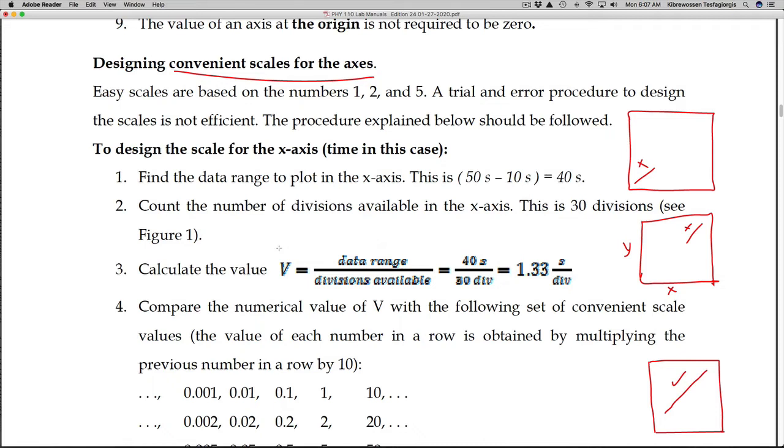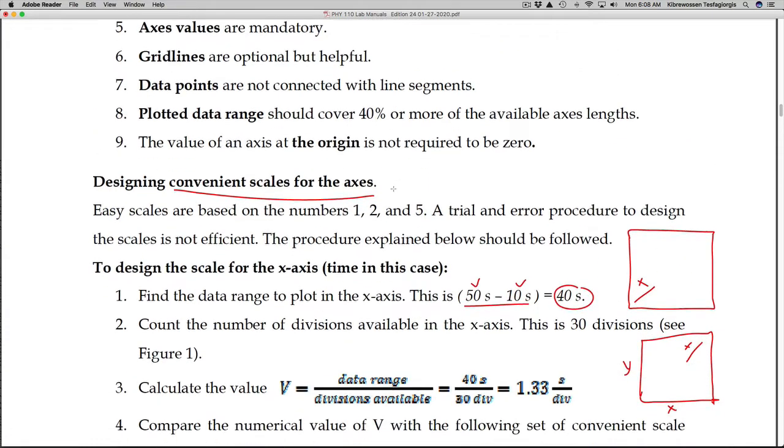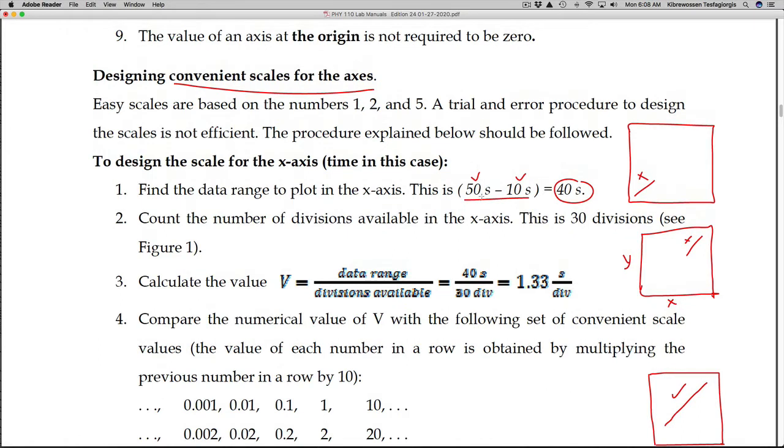So the process is as follows. First you need to find the range of your values. What is my minimum value and what is my maximum value? Then you take the difference between the two values, and that will give you the range of the data. In this particular case, the minimum is 10, the maximum is 50 for the x-axis. The data is provided in a table, you will see it in a moment. So your x range is this much.